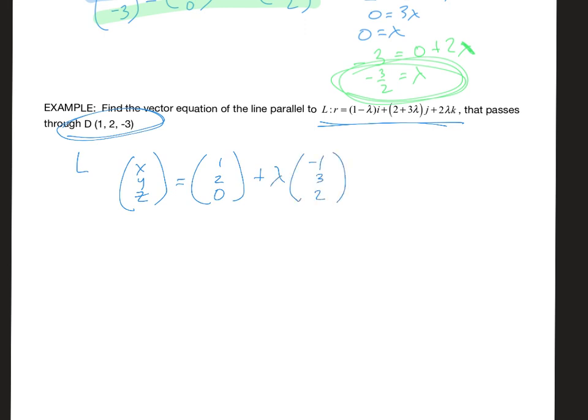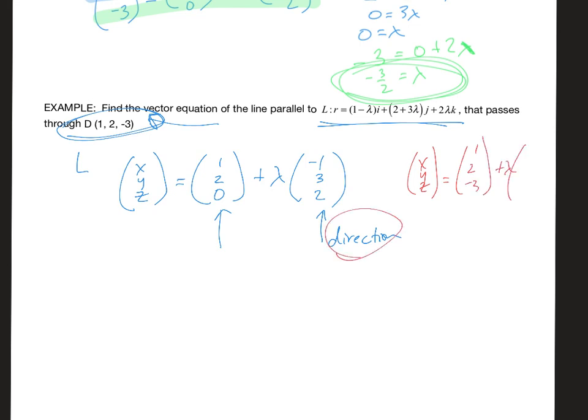-1, 3, 2. Okay, so here's my direction vector. If you think about what a vector equation is, it's a starting point and a direction to go. So I know the direction that I want to go, and I have a new starting point. So here's going to be my answer in red. X, Y, Z equals my starting point at 1, 2, -3, and my direction is the same as this one, -1, 3, 2.